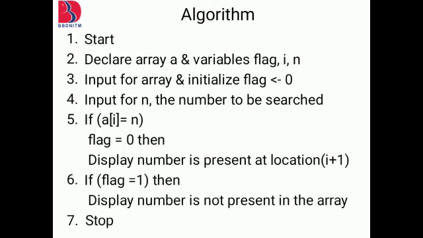Now we have to check the condition: if a of i is equal to n, that means the element at index i. If we have found it, then flag is 0, then display "number is found at location i plus 1". Okay, the location will be increased. Now if flag is equal to 1, then display "number is not found or not present in the array". We have to stop our algorithm. Remember I told you last time that algorithm plus flowchart is equal to program.